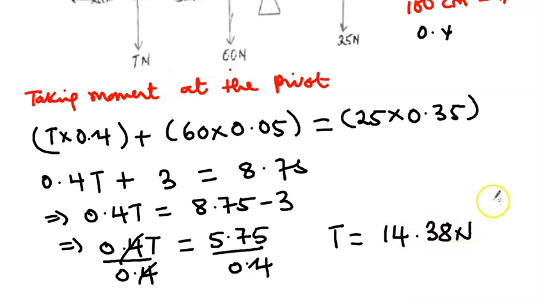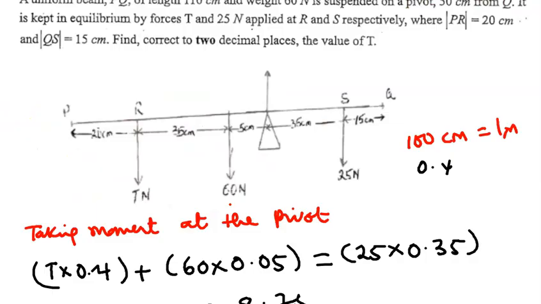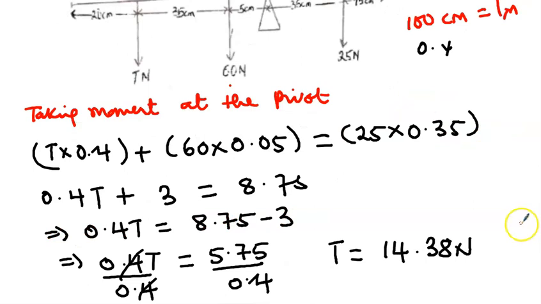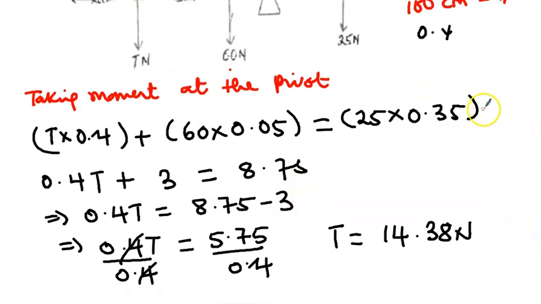newtons. Okay, so let's see how we are going to score it. For a diagram indicating all these items, the tension, the weight, the distances, we have B2. And then for taking moment, this one is M1. Then correct, we have A1. And for finding T, we have M1. Then the final answer, T is equal to 14.38 newtons, A1.